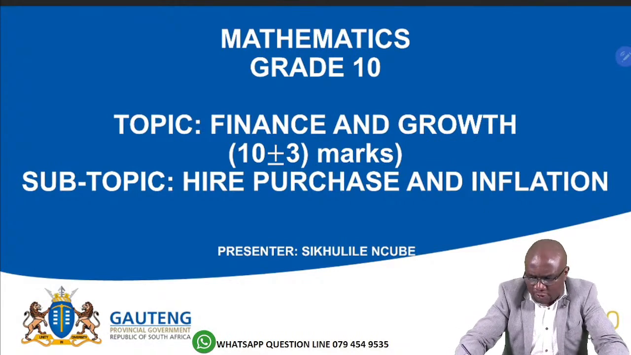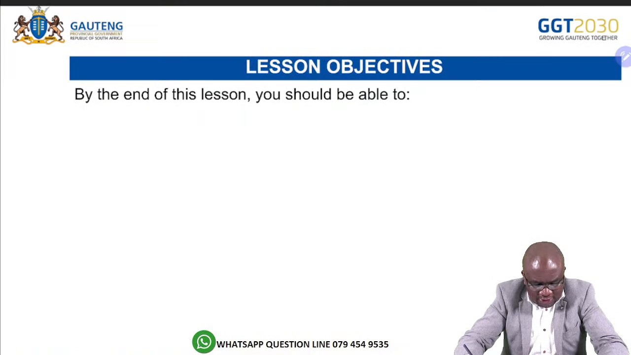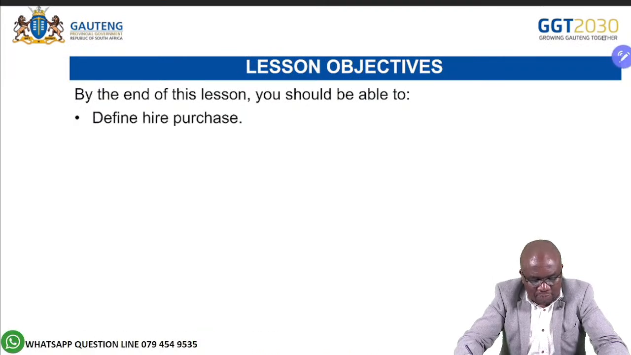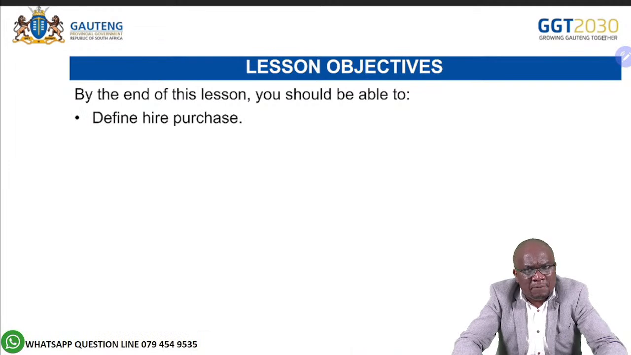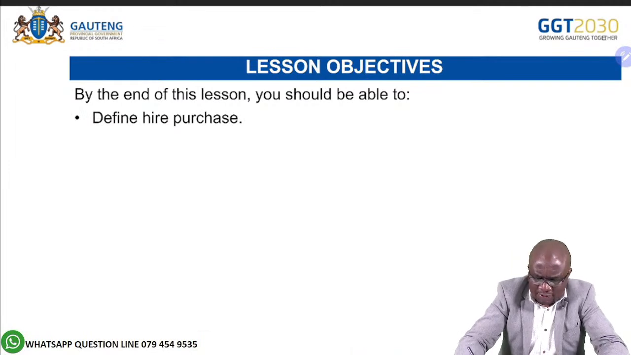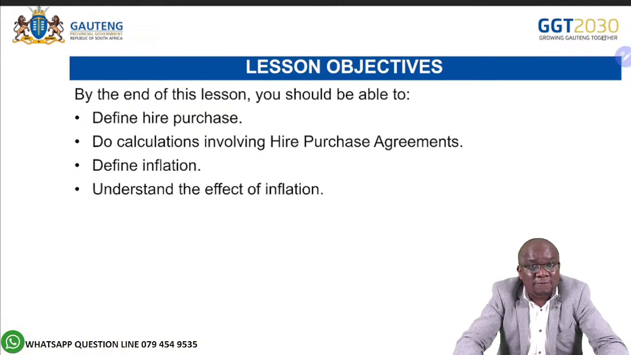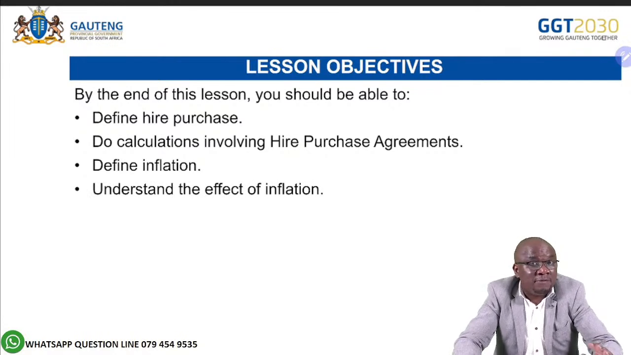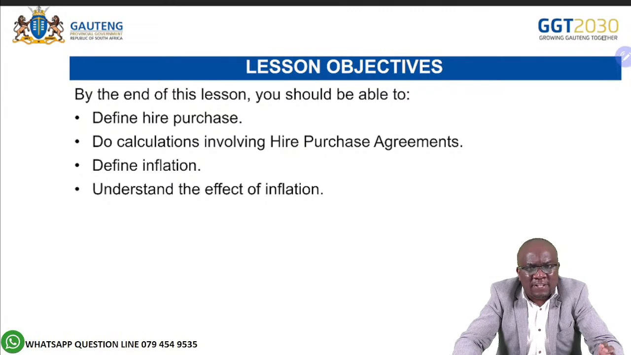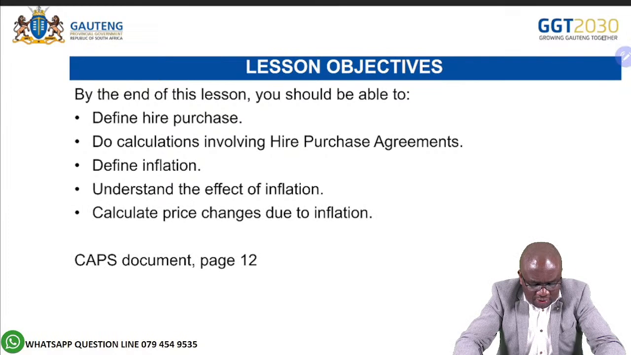Right, now let's move on to the main part of our lesson. By the end of this lesson, you should be able to define higher purchase. You know higher purchase? We're going to talk about that. And then we're going to do calculations involving higher purchase agreements. We're going to define inflation. Do you know inflation? What is inflation? Understand the effect of inflation. What is the effect of inflation? Maybe you've heard people talk about inflation. And then we're going to calculate price changes due to inflation.